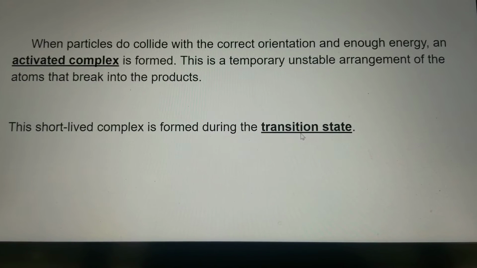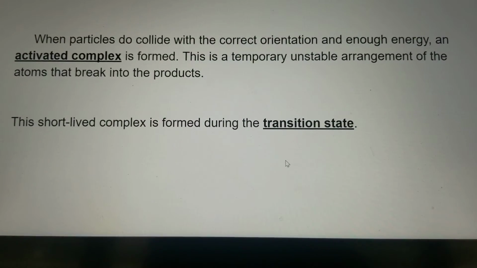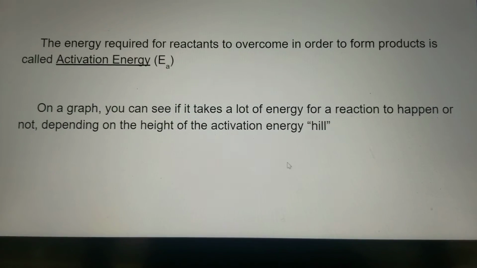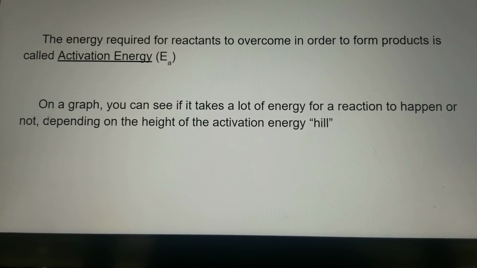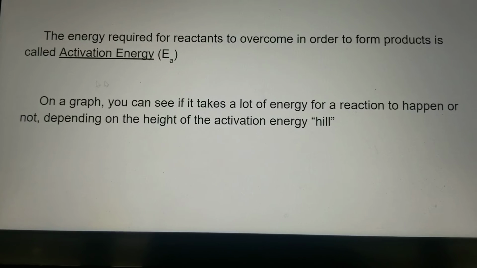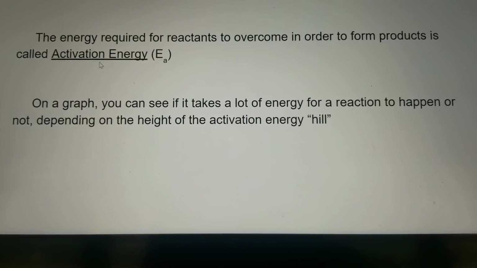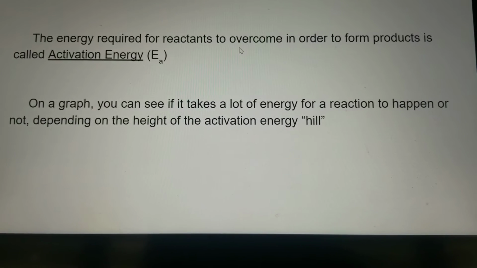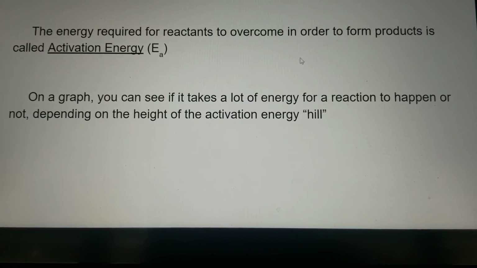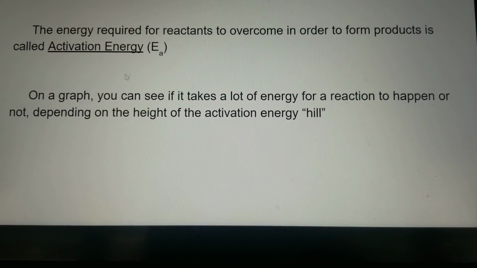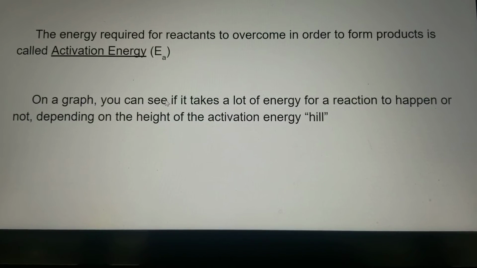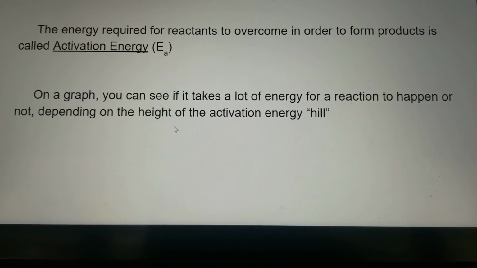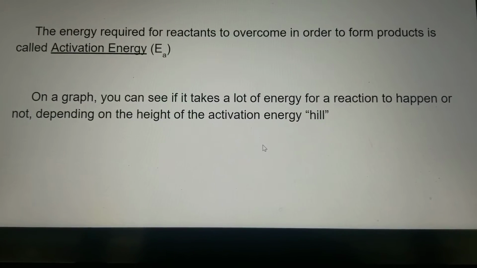And on the graphs, we'll point out the transition state. To get to the transition state, they have to have sufficient energy, like we said before. That sufficient energy is called the activation energy. So the energy that's required for reactants to overcome in order to form the products is called activation energy. On a graph, you'll be able to see if it takes a lot of energy for a reaction to happen or not, depending on the height of the activation energy hill.